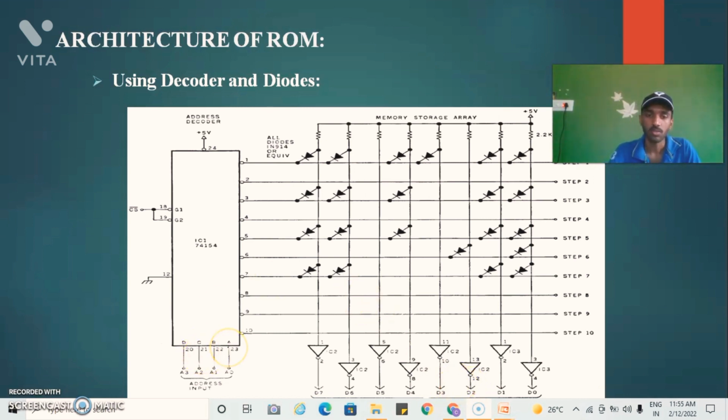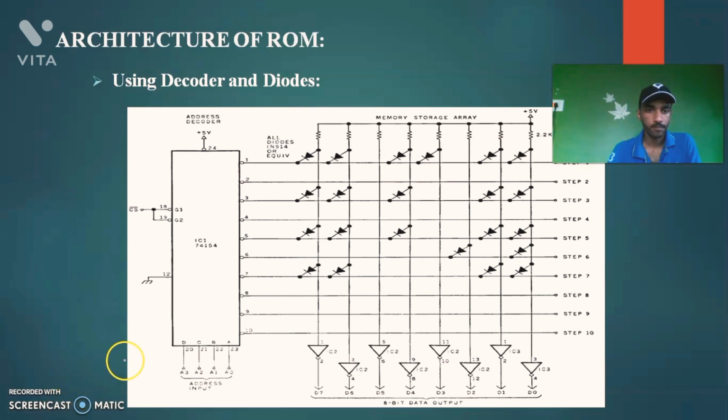In this way we can give n bits of address, and based on the address we come across the decoders and diodes. Using decoders and diodes we can design the ROM. So let's see how we can design the ROM using decoders and transistors.